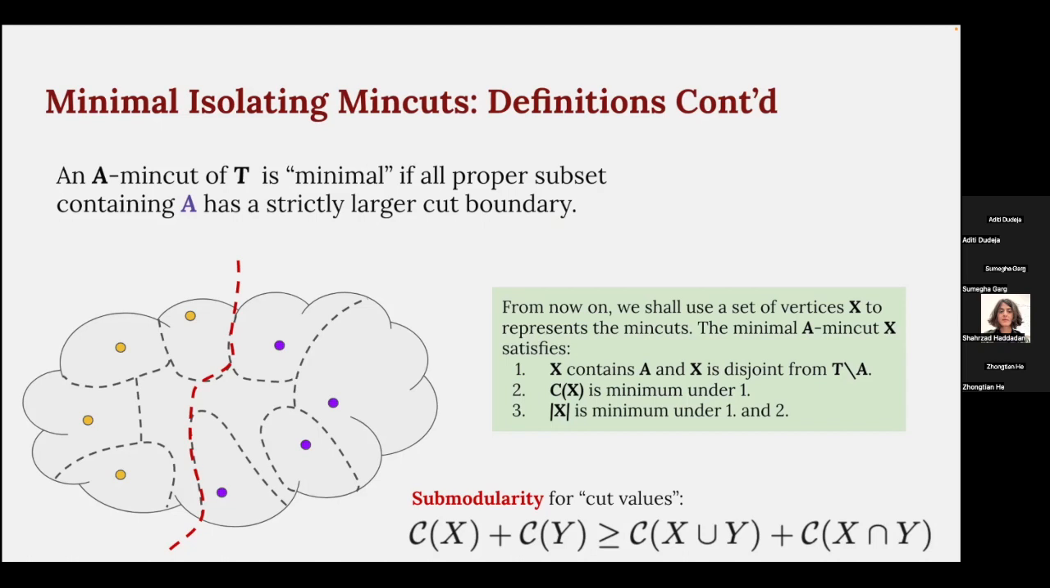So A is just an arbitrary subset of terminals? Yes, it could be any subset of terminals. Let me emphasize that from now on we will use a set of vertices to represent the min cut.